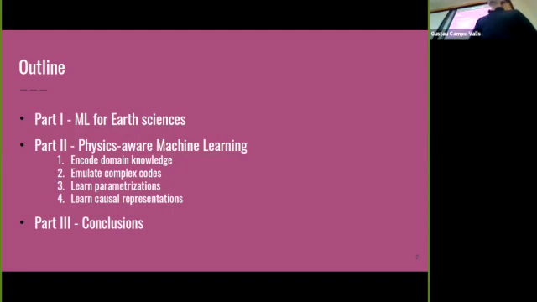I will try to summarize a bunch of things that I consider necessary, almost mandatory these days, with the data deluge and the availability of methods all over the place. I will exemplify these four things with a set of case studies, which have to do with how to encode domain knowledge, how to emulate complex codes, how to learn parameterizations, and then eventually how we can, if we can, learn causal representations from data and from simulations. And then finally, I will come to the conclusion.